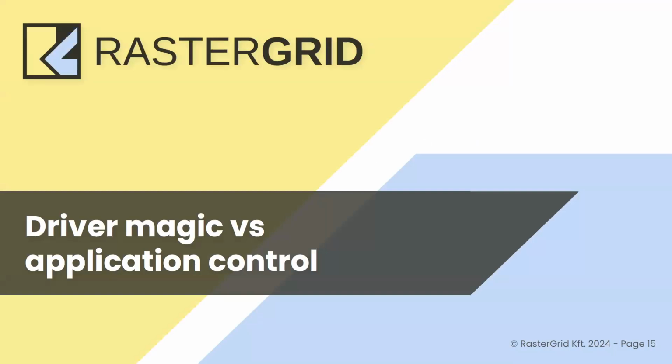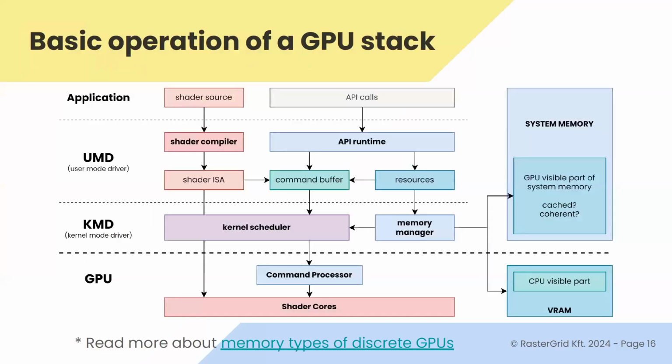So we will go through a couple of examples of driver magic versus application control, traditional APIs versus explicit APIs, and things you might not even know about the behavior of your application when you're coding with an API like OpenCL. But before going there, just to understand, what does a typical GPU stack look like?